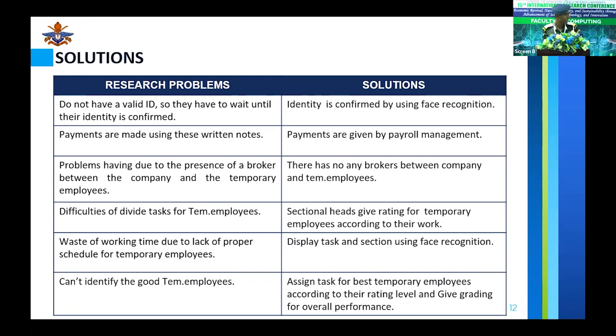The company knows their capabilities when giving tasks, and the sectional head gives ratings for temporary employees according to their work. Another problem was waste of working time due to the lack of a proper schedule for temporary employees, so tasks and section are displayed using face recognition. The last one is that companies can't identify the good temporary employees, so tasks are assigned to the best temporary employees according to their rating level, with grading for overall performance.